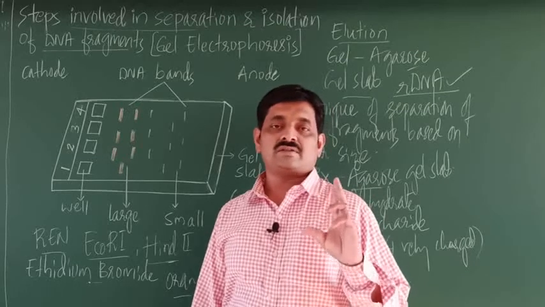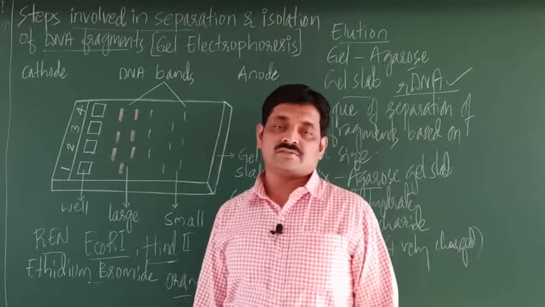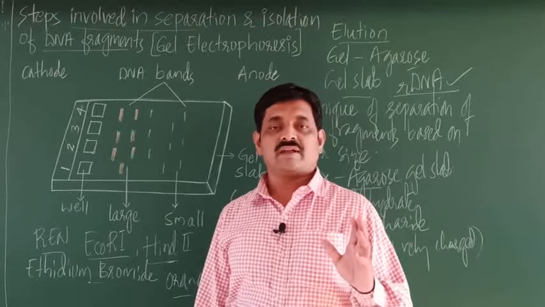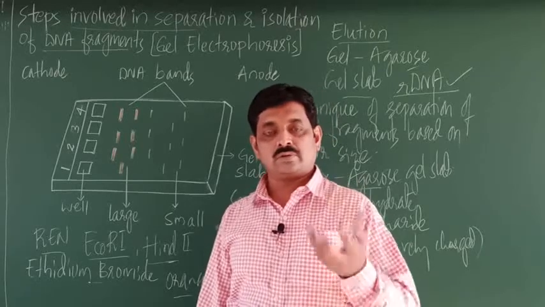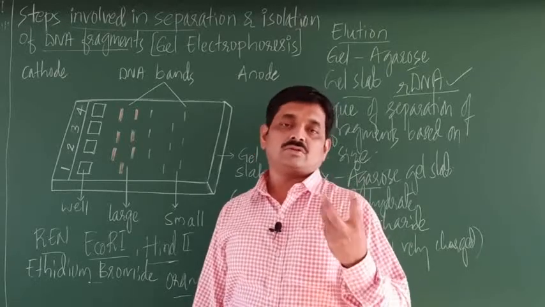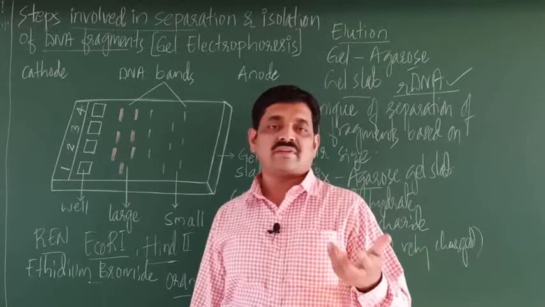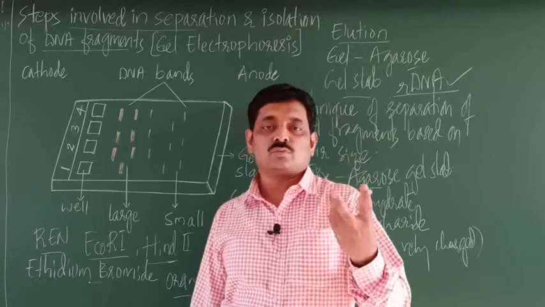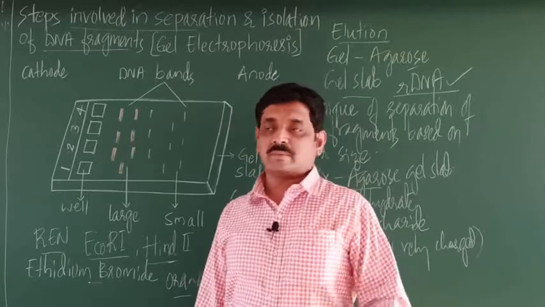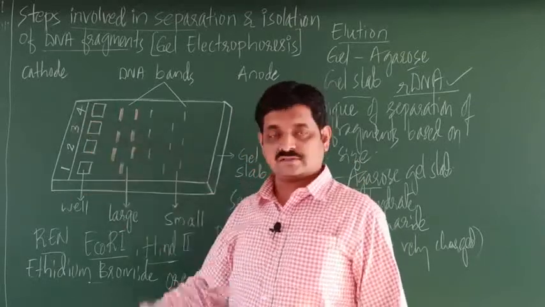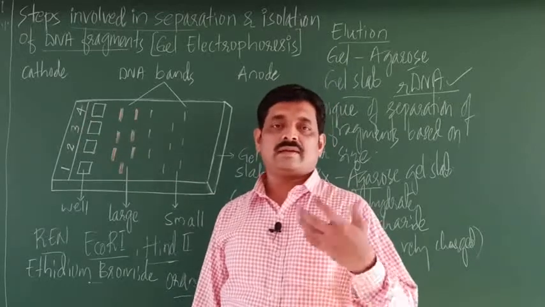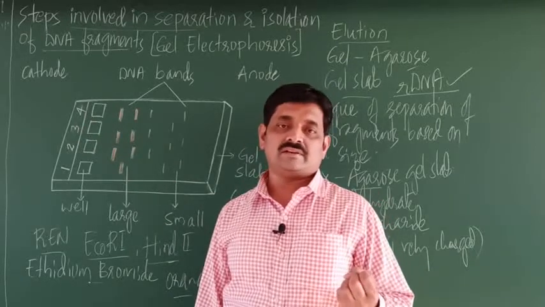So DNA fragments are treated with restriction endonuclease, right? So this DNA, after treatment with restriction endonuclease, gets fragmented; it is converted into small pieces. Those DNA fragments are taken in these wells and the electric field is applied.